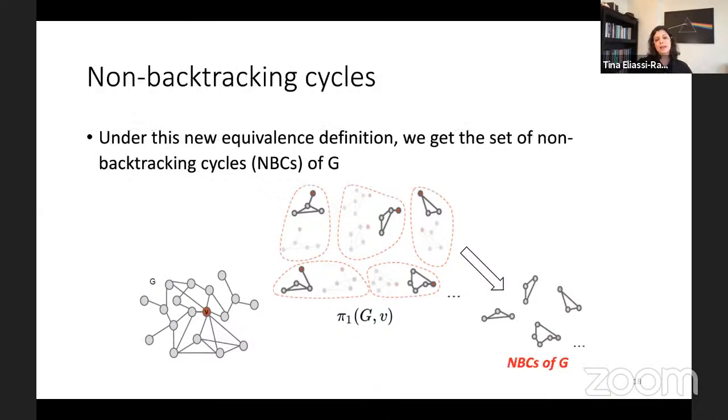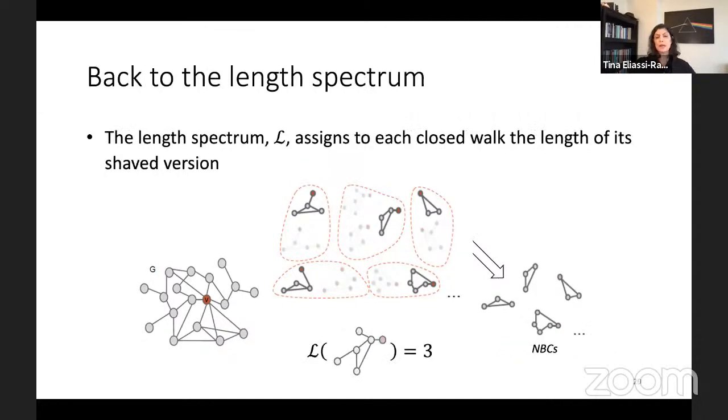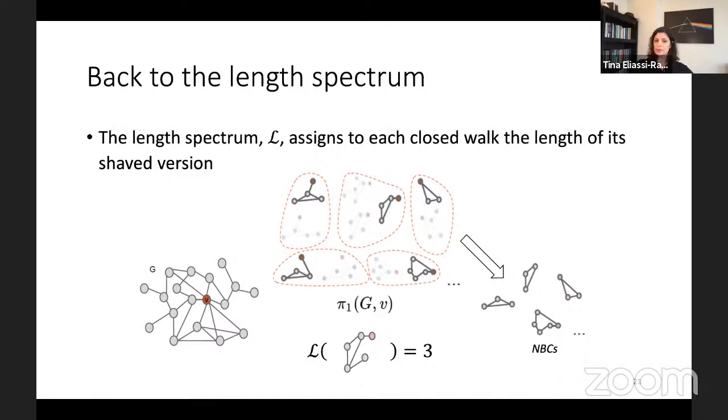Now, if I do that, then really what I need is the non-backtracking cycles of a graph. And in particular, I would need all of them, and we'll talk about the computational aspects of that. And so now I can tell you what the length spectrum is. The length spectrum assigns to each closed walk the length of its shaved version. So for example, for this closed walk that you're seeing, the length spectrum of it is 3. For this one, it's also 3, and for the others it's also 3.